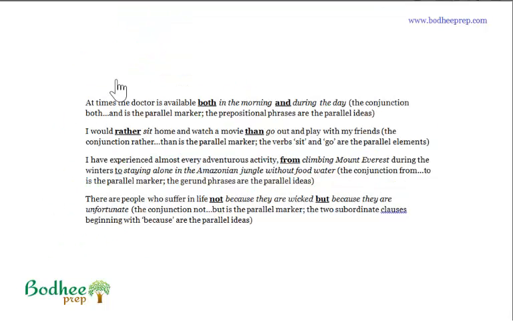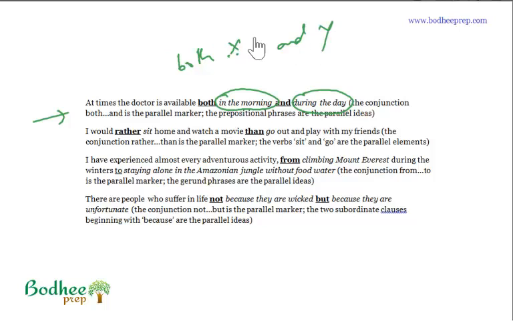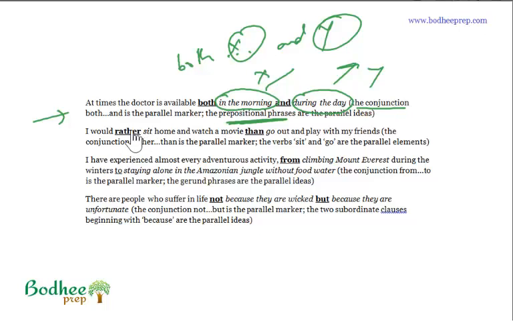Here we have, at times the doctor is available both in the morning and during the day. So what do we have? We have the conjunction both X and Y, and X and Y are parallel. And what are the two parallel ideas? The prepositional phrases are the two parallel ideas: in the morning, during the day. So at times the doctor is available both in the morning, X, and during the day, Y. X and Y are parallel. The conjunction both and is the parallel marker. The prepositional phrases are the parallel ideas. Let's go to the next one.